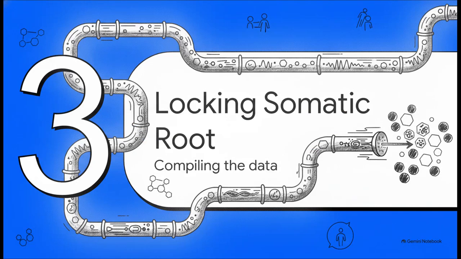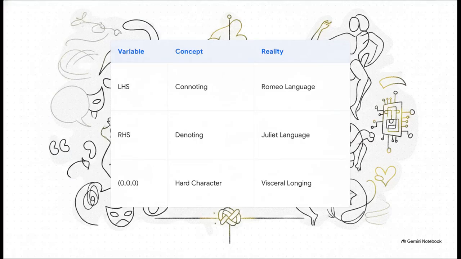Which brings us to Section 3, locking the somatic root. Now, what exactly is the data being compiled in this high-speed pipeline? The framework brilliantly illustrates a stark divide between words and actions. On the left-hand side, we have the fictional Romeo language, all that verbal scaffolding and small talk. But on the right-hand side, we have the functional Juliet language, the actual physical reality. In this system, the physical action literally is the algorithm itself.